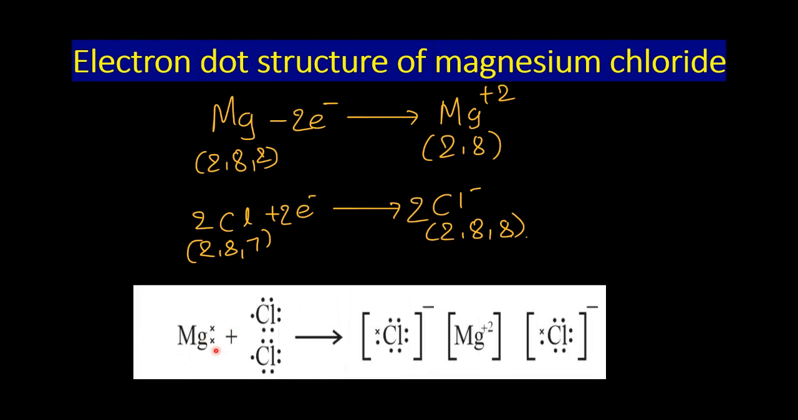So here you can see Mg with cross electrons shown, chlorine with dots electrons shown. One electron is given to this chlorine, another electron is given to this chlorine. So you will have two Cl minus ions, and one cross you have to write like this, and Mg will become plus 2. Okay.